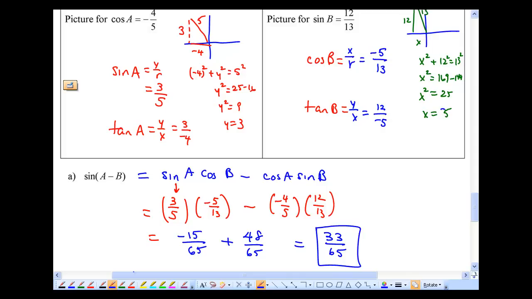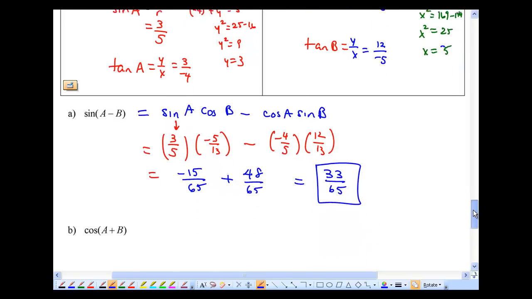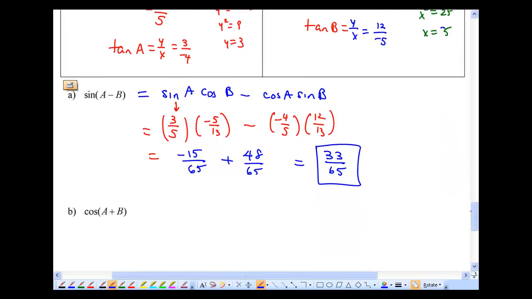I showed you how to do it. Why don't you try part B and you try part C, because the ideas are the same. Cosine A plus B, sorry. Go ahead and use the sum identities. Cos A, cos B, minus sine A, sine B.